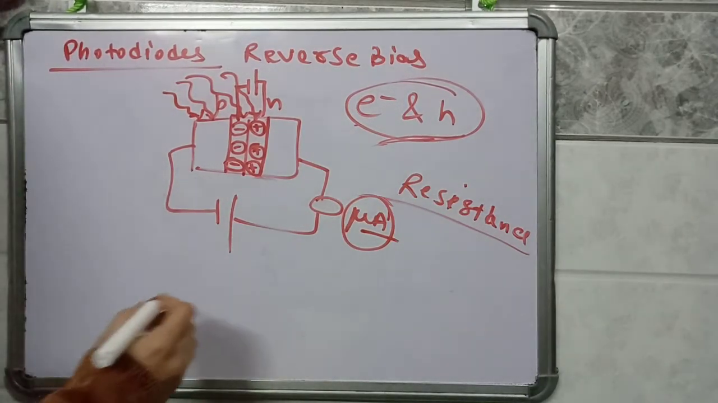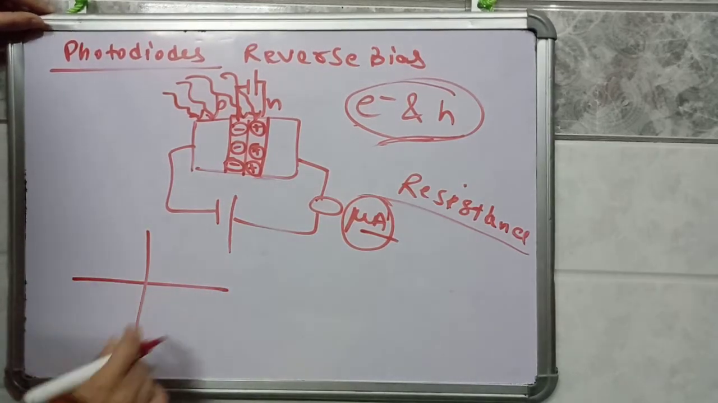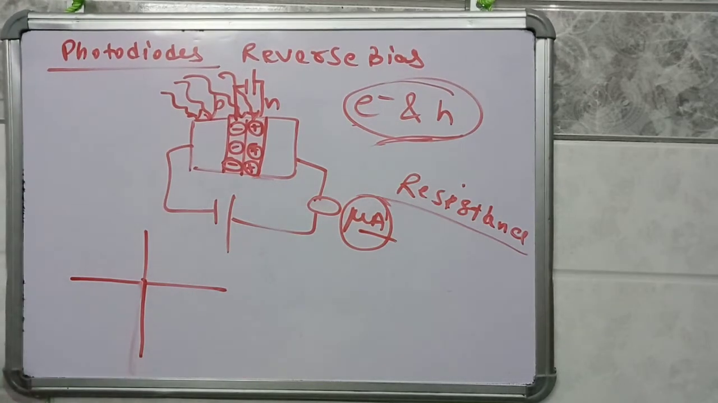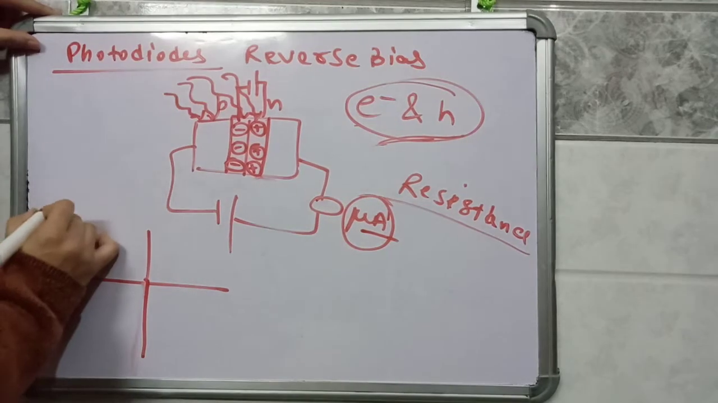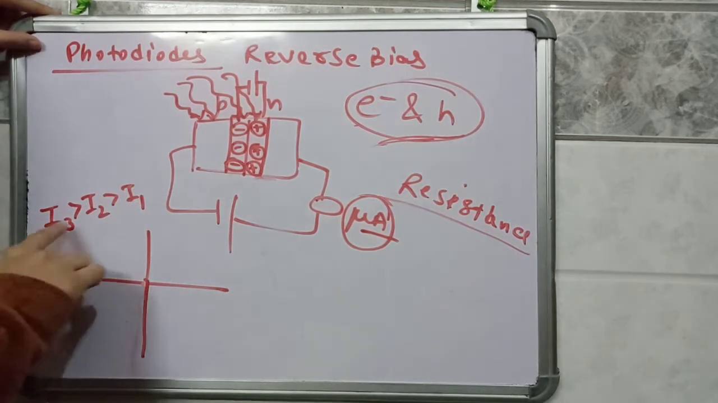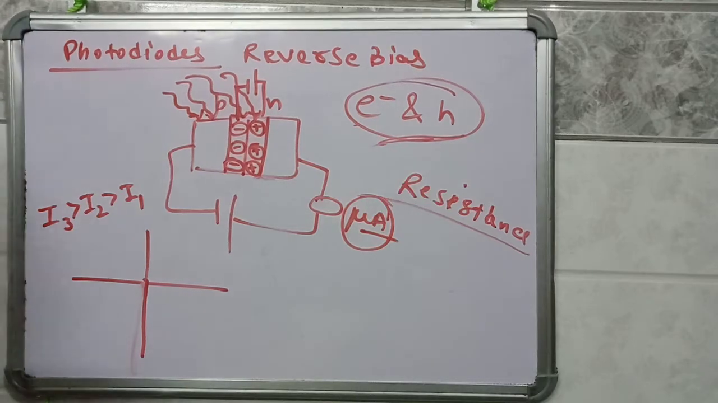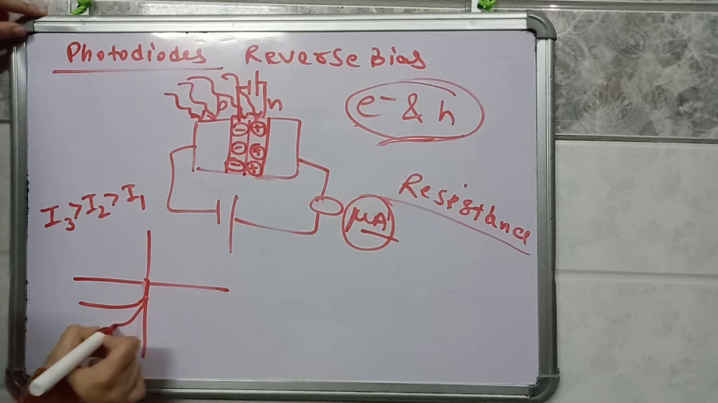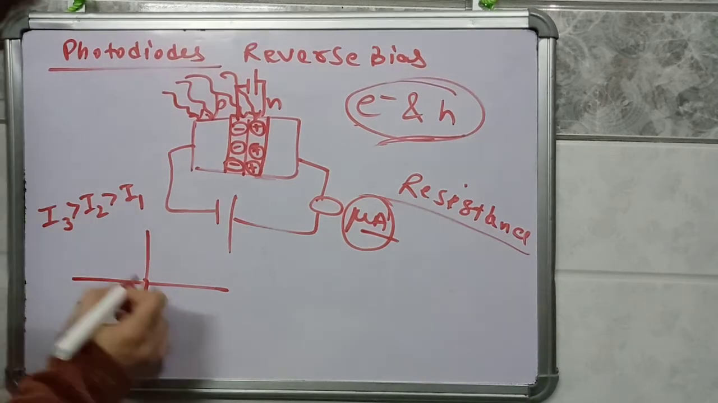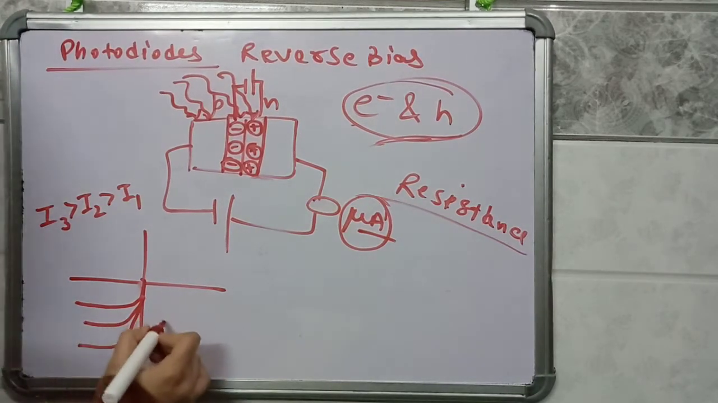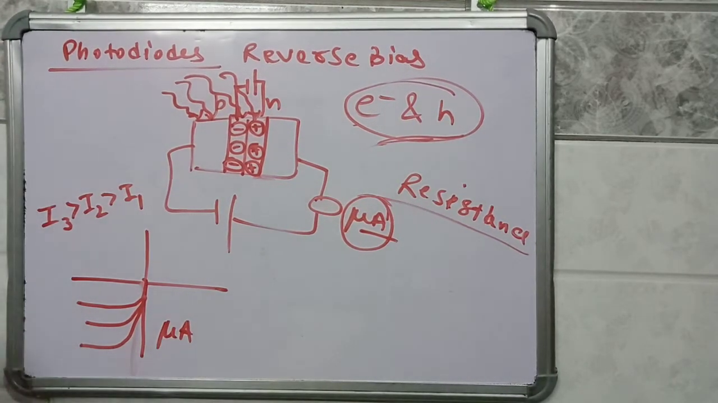So if we plot the graph of a reverse biased PN junction diode at different intensities of incident radiation, suppose there are different intensities I3, I2, I1, and I1 is the least intensity, so there will be a minority current. So the graph will be like this. Reverse current increases with the increase in intensity, and the current is in the unit of microamperes.